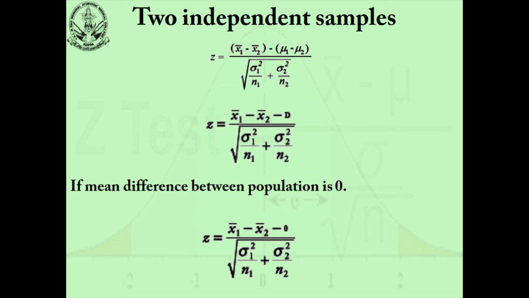Suppose that is 0. In that case, here in place of d it will come 0. So g will become x1 bar minus x2 bar divided by the root of sigma 1 square by n1 plus sigma 2 square by n2. So this way the formula is derived. Now we will see with an example how this is used.